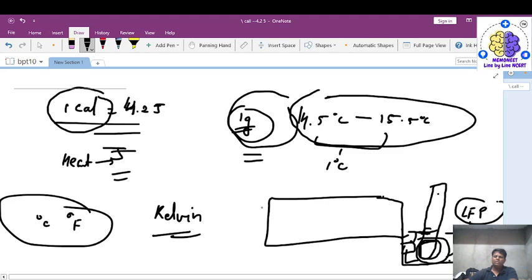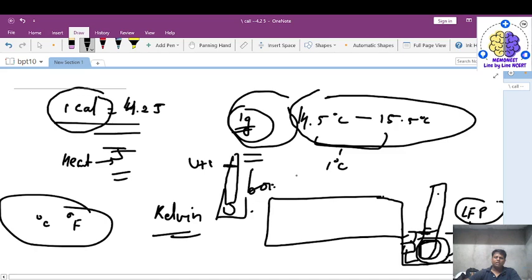Now the same thermometer is placed in a container which has boiling water, right? Because of the boiling water, what will happen? The mercury inside the thermometer will expand and reach a level, and this level will be known as the upper fixed point, right?